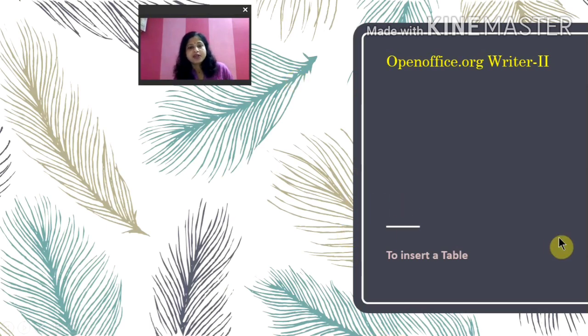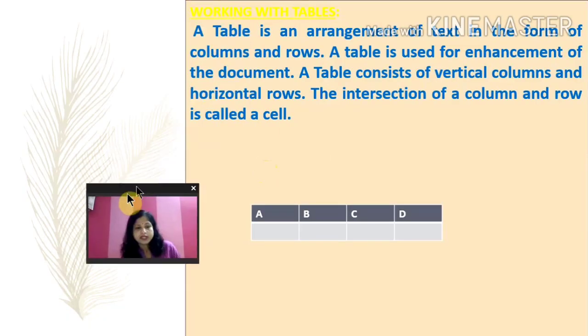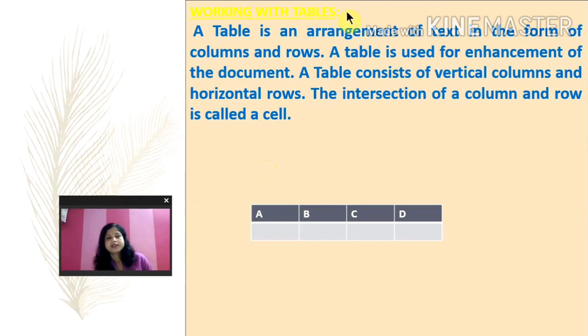So today one more interesting topic, that is how to insert a table in a document. All of you know about a table. Then also let us come to know what a table is and what its parts are. A table is an arrangement of text in the form of columns and rows. A table is used for enhancement of the document. A table consists of vertical columns and horizontal rows.